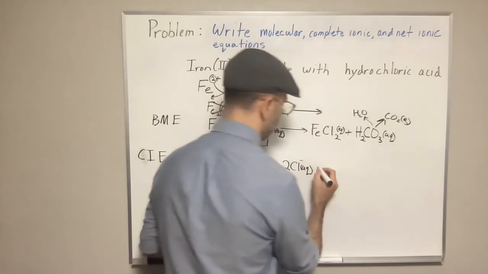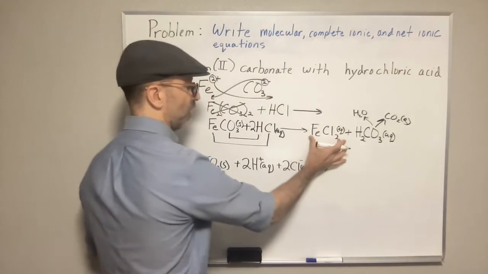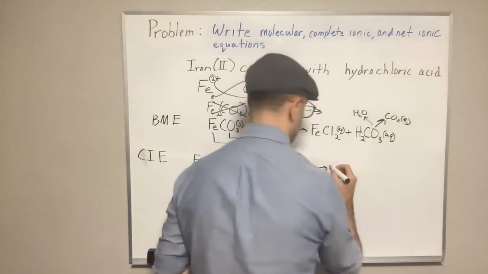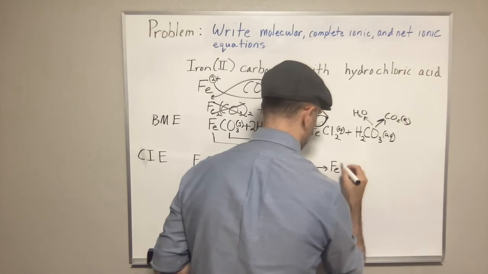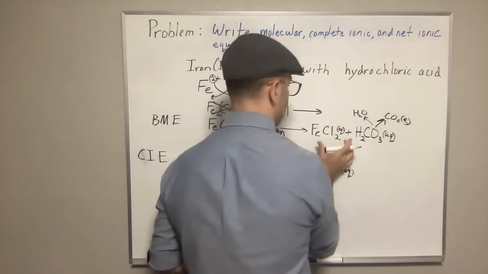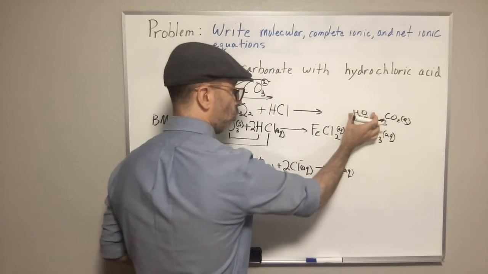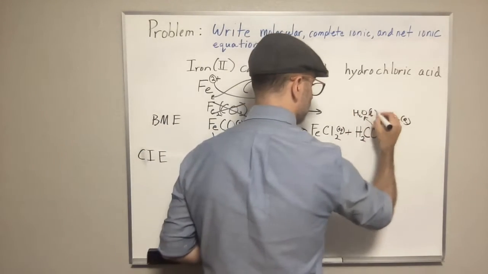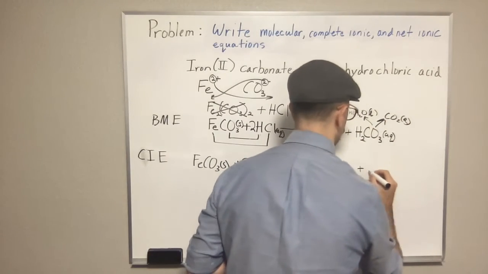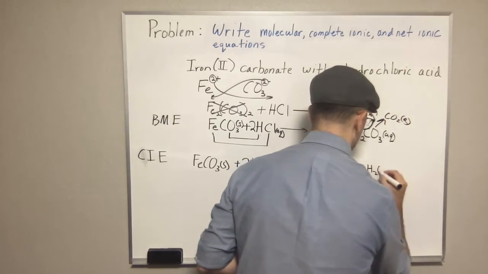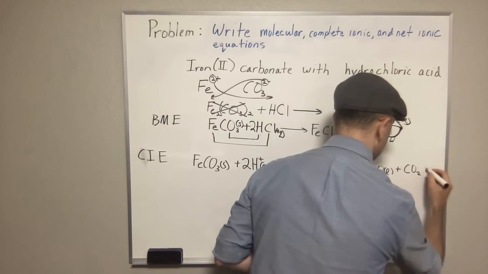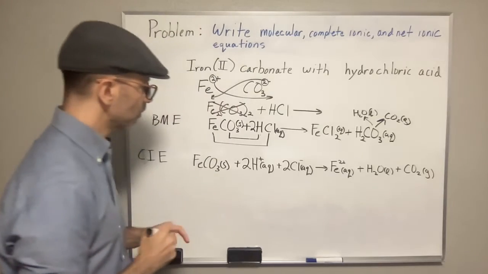Now we're going to do our products. This is an aqueous ionic substance, so those ions are going to come apart. So we have 1 iron 2 plus aqueous. And here, the product is water. Water is a liquid and carbon dioxide is a gas, so those are going to stay together. Those will not come apart. So we'll write H2O liquid plus CO2 gas.